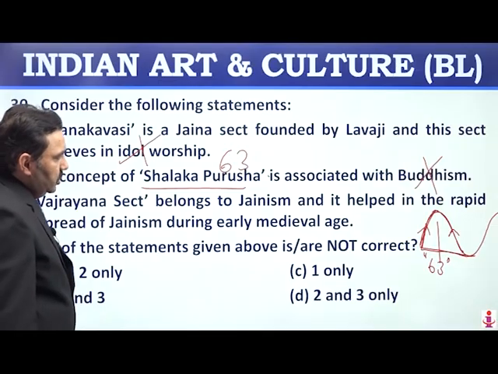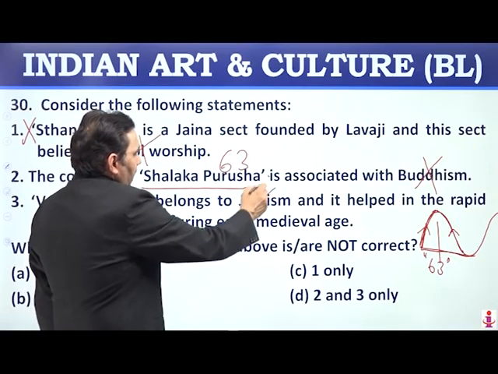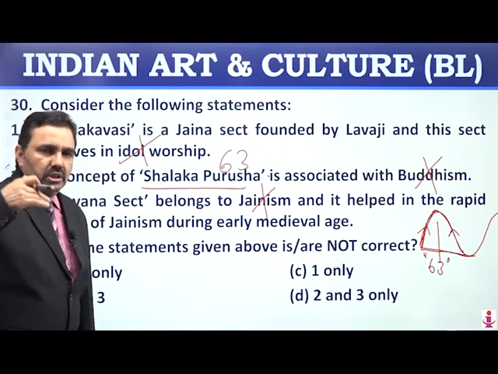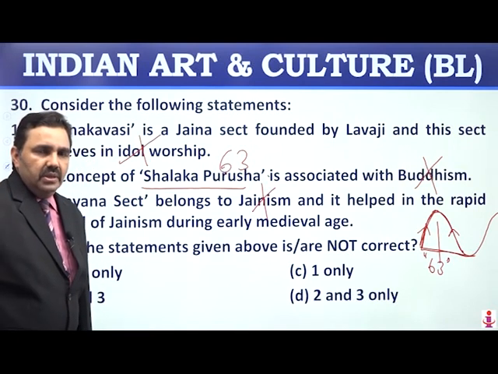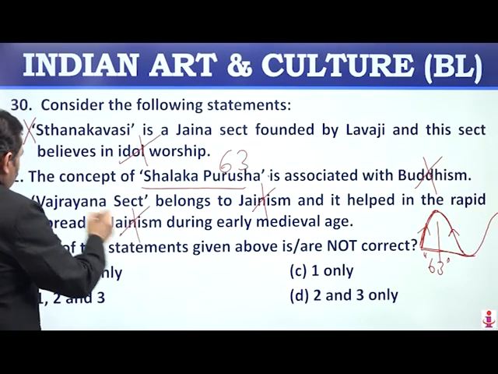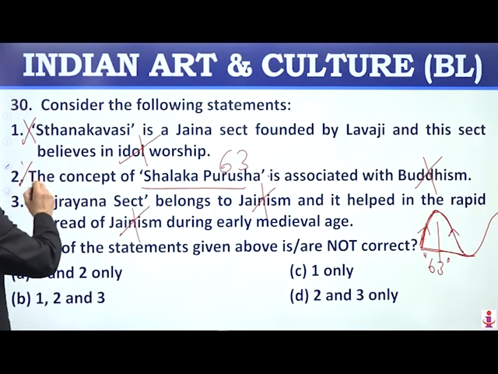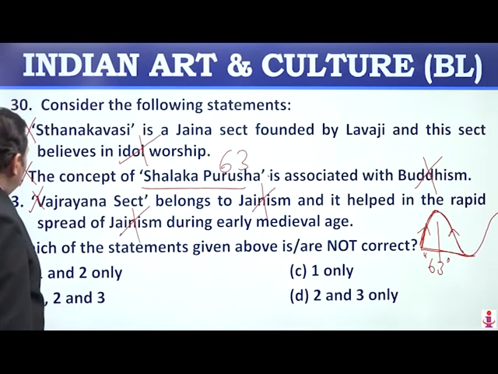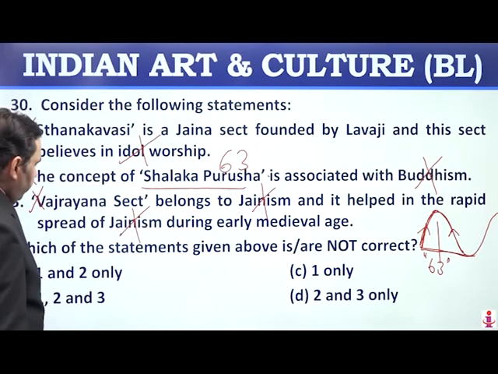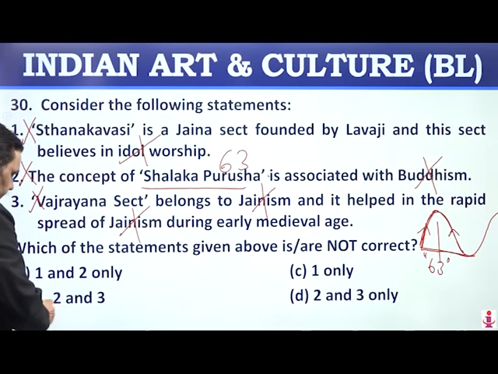Vajrayana sect belongs to Buddhism, not Jainism. And it helped in the rapid spread of Buddhism. So, in Tibet, in many other parts of the world, Vajrayana Buddhism reached during early medieval age, not Jainism. So, this is wrong. So, all the three statements are wrong here, which is not correct. All the three are not correct.